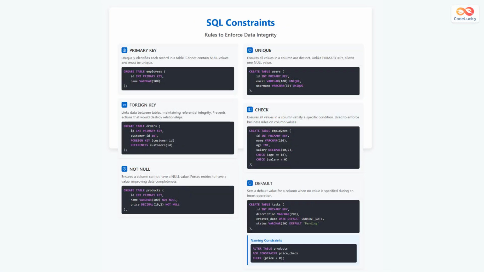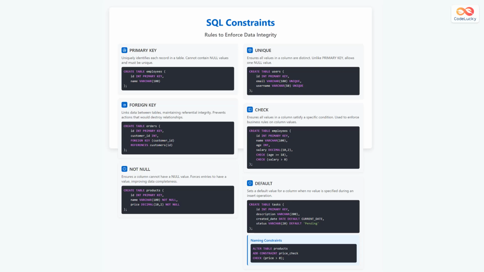SQL constraints are rules that enforce data integrity in a database. They are used to ensure that the data in a table is accurate and reliable. Let's explore the different types of constraints and how they are used. Primary key constraint uniquely identifies each record in a table. It cannot contain null values and must be unique. Foreign key constraint links data between tables, maintaining referential integrity. It prevents actions that would destroy relationships.